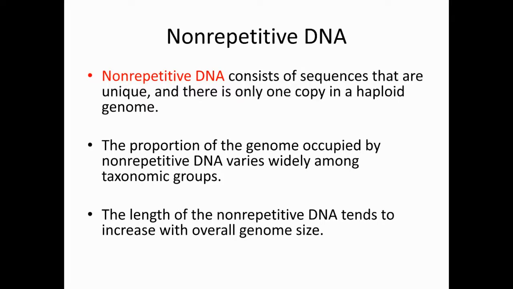The proportion of the genome occupied by non-repetitive DNA varies widely among taxonomic groups, and the length of the non-repetitive DNA tends to increase with overall genome size. Remember, the increase in genome size for higher eukaryotes, like plants and mammals, usually reflects an increase in the amount and proportion of repetitive DNA as well, not just the non-repetitive DNA.